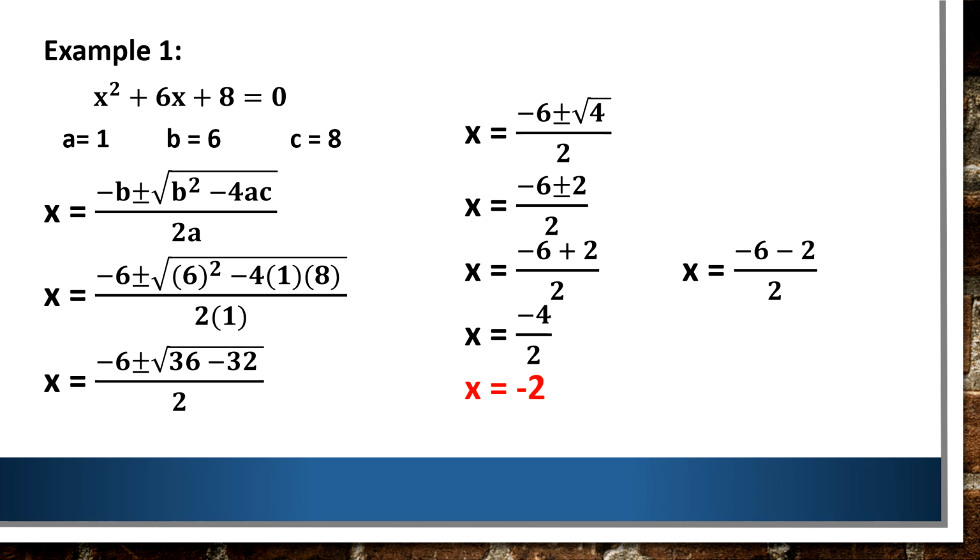Next, let's go with the subtraction. Negative 6 minus 2, negative 8. Then copy the denominator. Then divide. Negative 8 divided by positive 2, negative 4. So the roots of x squared plus 6x plus 8 equals 0 are negative 2 and negative 4.